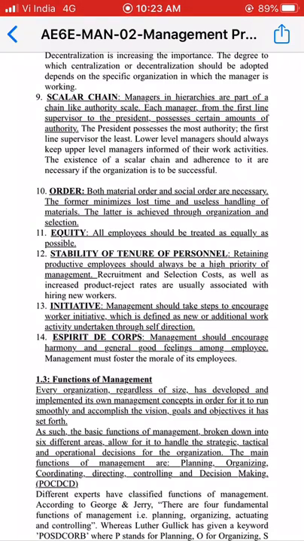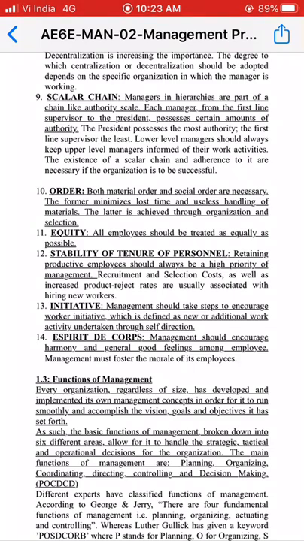The former minimizes lost time and useless handling of the materials, and the latter is achieved through organization and selection. Okay, so material order means, while selecting the material order, this will minimize your lost time and useless handling of the materials. So this is about your order. You should take care while selecting the material order.